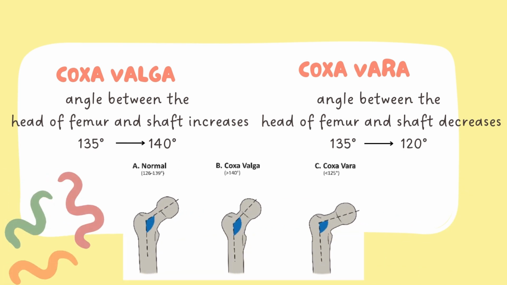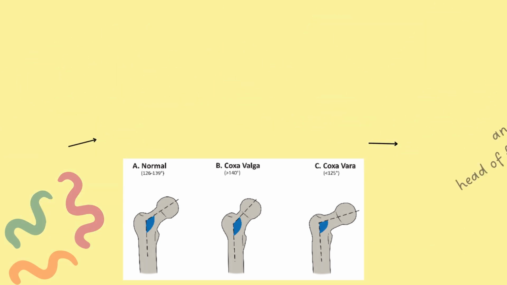Let's discuss coxa valga and coxa vara. In coxa valga, the angle between the head and the shaft of the femur is increased, ranging from 135 to 140. But in contrast, coxa vara is when this angle decreases, usually between 135 degrees to 120 degrees.